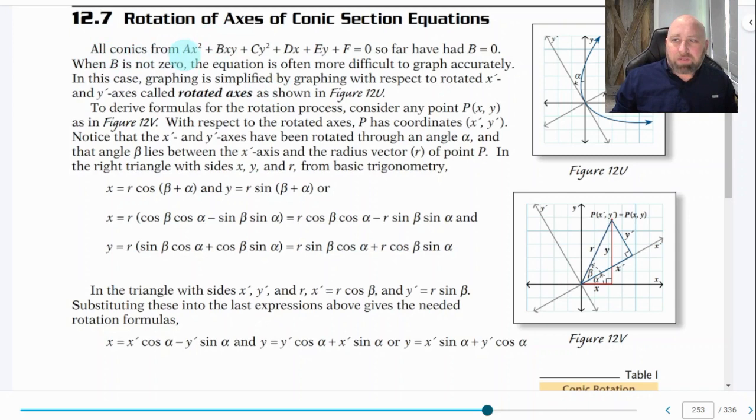All right, so take a look here. All conics from this form, I'm not going to read the whole thing, so far have had b equals 0. B is this xy. We haven't seen this xy yet. When b is not 0, the equation is often more difficult to graph accurately. In this case, graphing is simplified by graphing with respect to the rotated x' and y' axes. Rotated axes are shown in figure 12u.